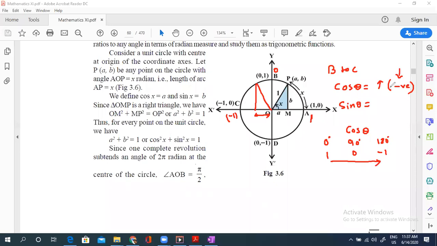So I can say that overall the value is decreasing because it is increasing on the negative side. So cos theta will decrease. The value of cos theta will decrease because it is increasing on the negative side.